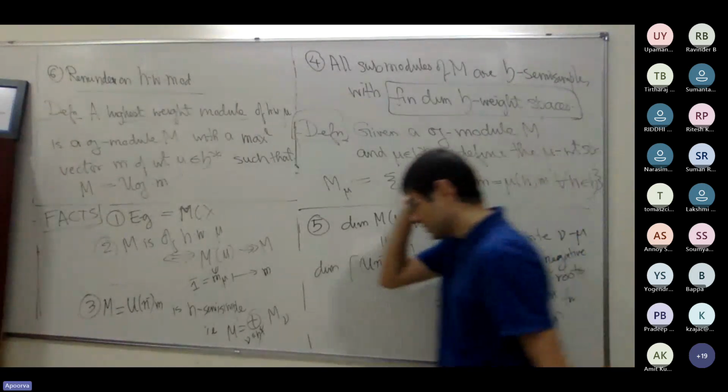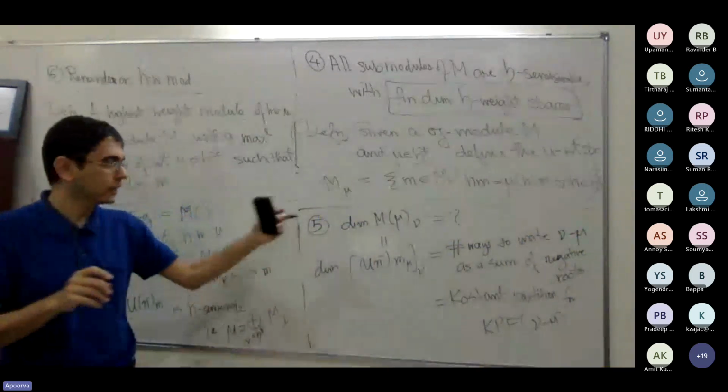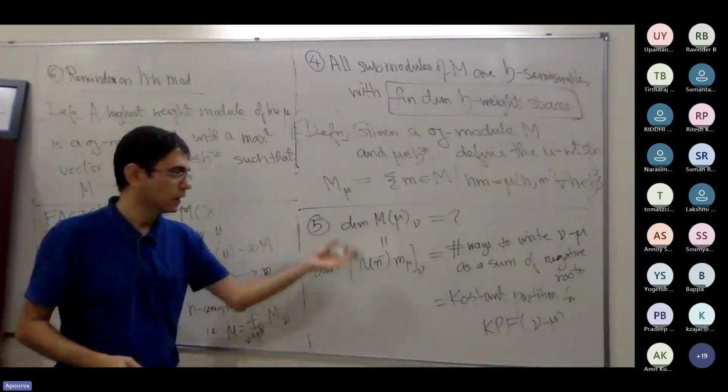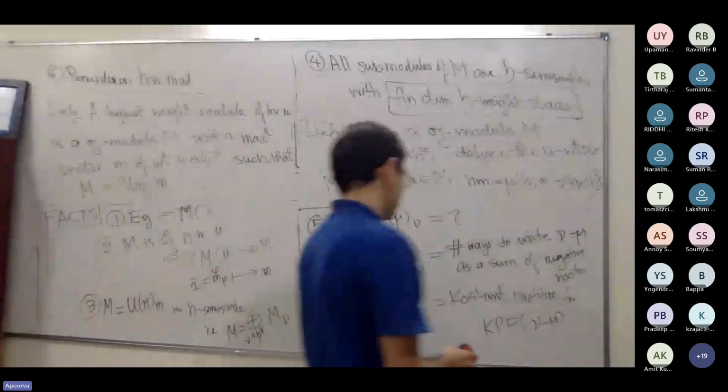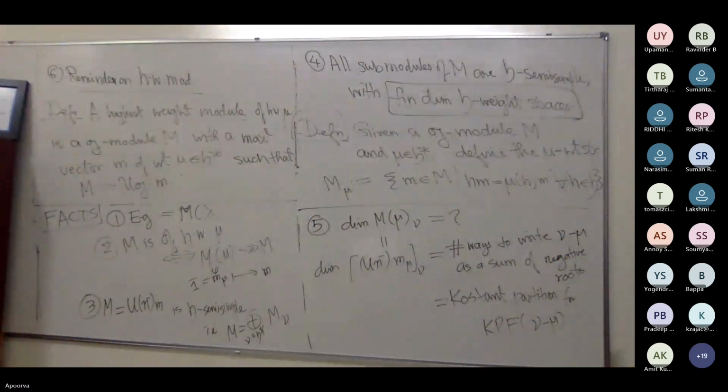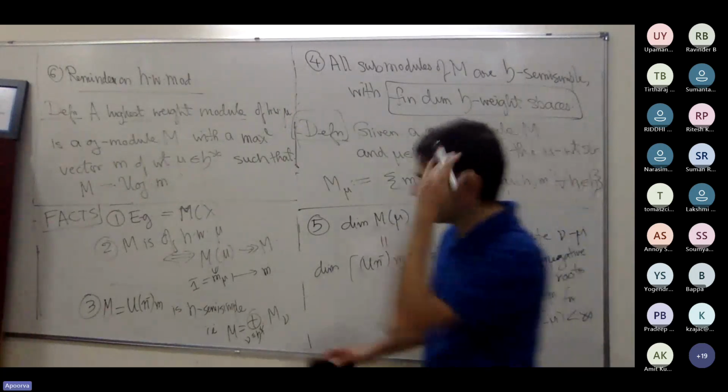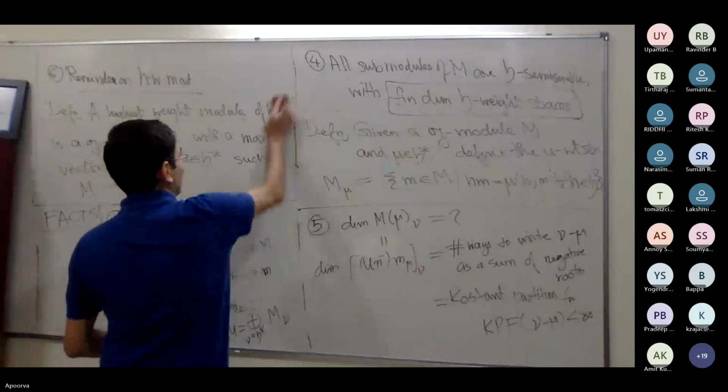So let's do an example of this. But this is just to tell you that there are only finitely many. Everything here is finite. I'll keep it. I have in my mind it's KPF.